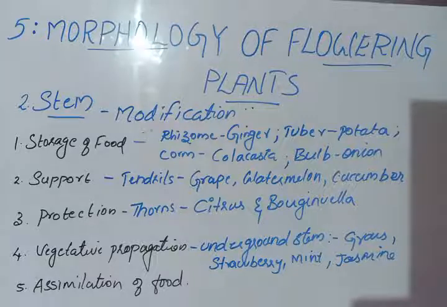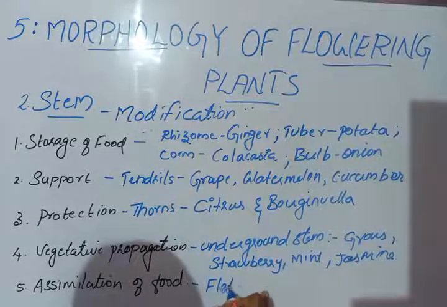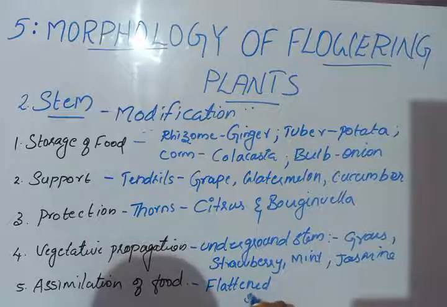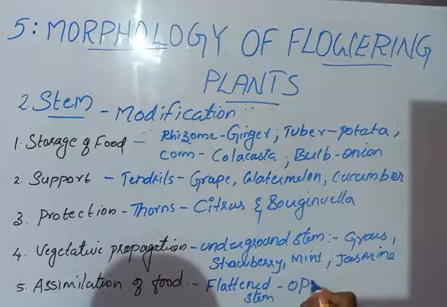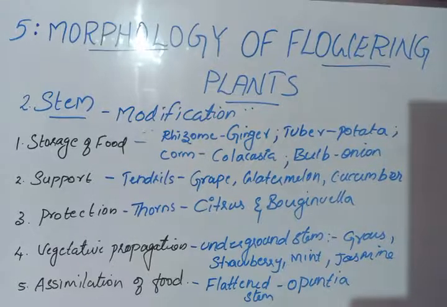Then finally, for the assimilation of food, the flattened stem of opuntia contains chlorophyll and can perform photosynthesis. Okay, if you know the structure of opuntia, you may be familiar. The flattened stem of opuntia bears what? Chlorophyll. So it can easily perform photosynthesis and prepare its own food. So these are the stem modifications.